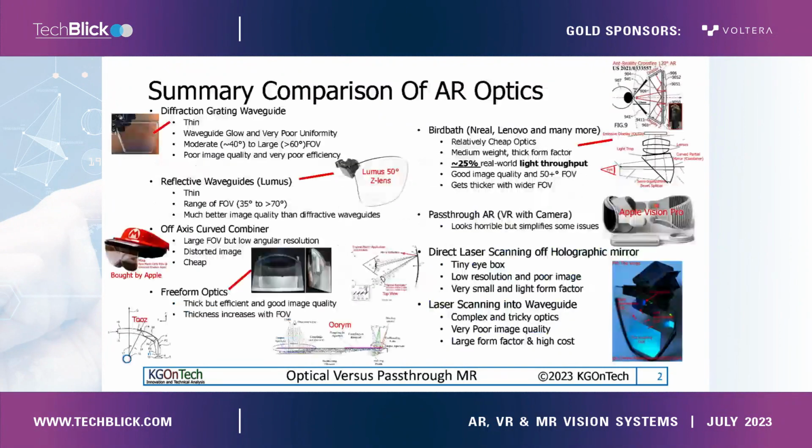We're going to talk about a few different types of optics, from diffraction gratings, diffractive waveguides. We're going to talk about reflective waveguides a bit. Off-axis combiner, I'm not going to talk about. We're going to talk very briefly about freeform optics, a little bit about birdbath, because that's much of what's going on today. Going to hit a little bit on pass-through AR, and talk very, very briefly about laser scanning, both direct into the eye and also indirect via waveguides.